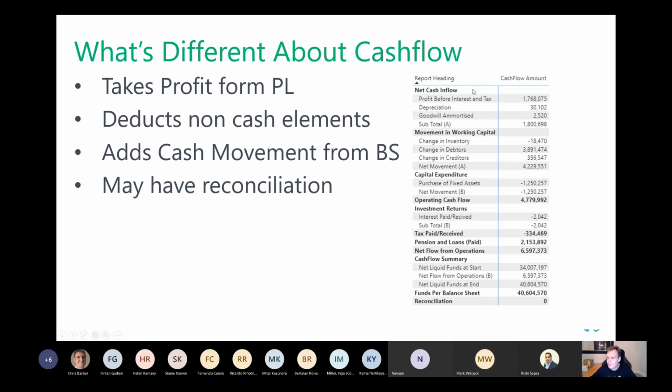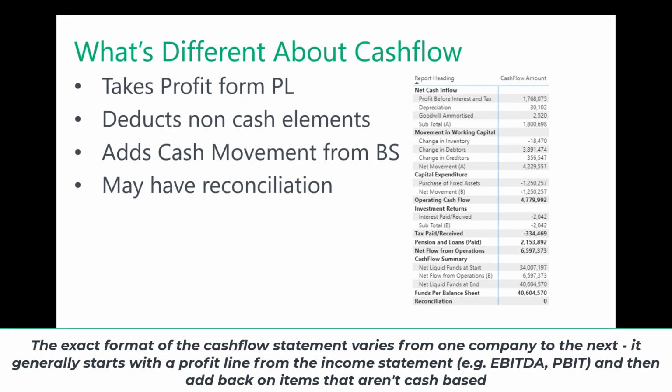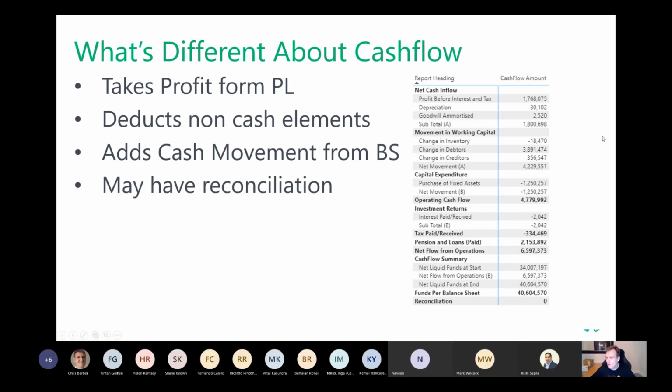The rough gist is the first line is generally one of your profit elements, right? Now I say one of, because if you look at the profit and loss, there's multiple definitions of profit. You've got profit before interest and tax, profit after tax. You've got EBITDA, earnings before interest, tax, depreciation and amortization, and various other flavors of profit, right? So they'll take one of those flavors, they'll add back items that weren't really cash movements. So depreciation and goodwill, that's kind of invisible cash, right? And then they'll account for changes in working capital: inventory, creditors, and debtors, right?